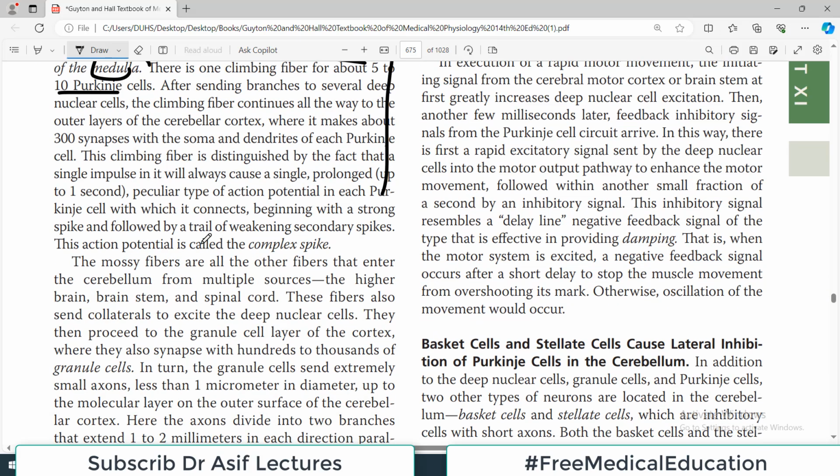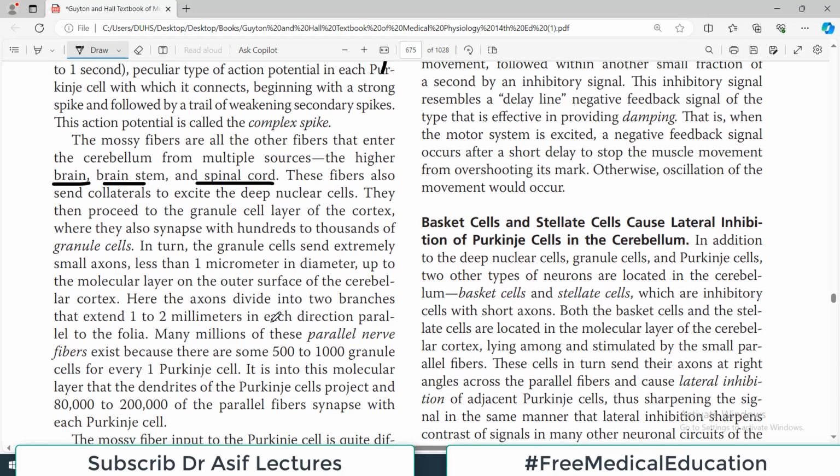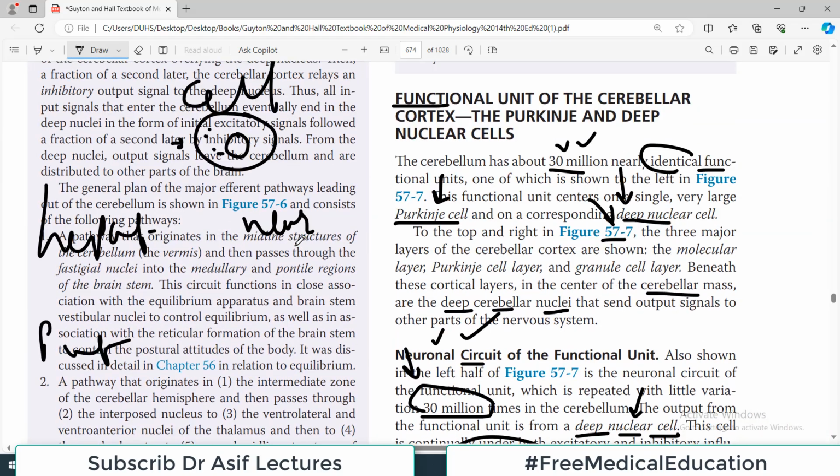और जो mossy fibers हैं, they enter the cerebellum actually from so many different sources. They come from the higher brain, they come from brainstem, they come from spinal cord as well. Okay. Mossy fiber input to Purkinje cell is quite different from the climbing fibers input because the synaptic connections are very weak. So large number of mossy fibers are usually much larger in number as compared to the climbing fibers. Okay, so that's an important piece of information जो मैं आपको segregate करके दे रहा हूँ जो आपने याद रखनी है.